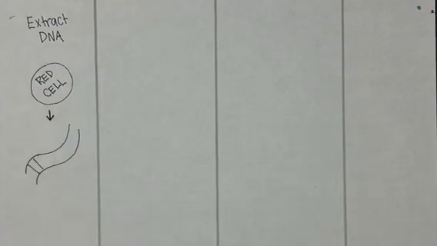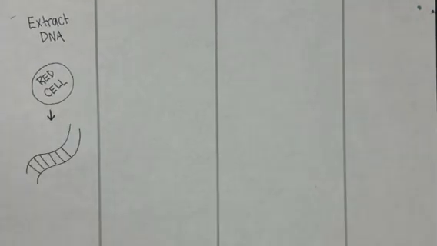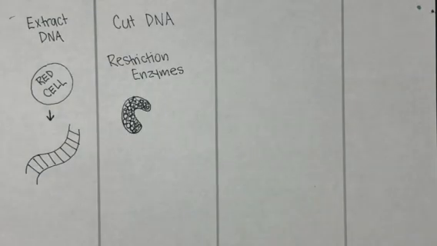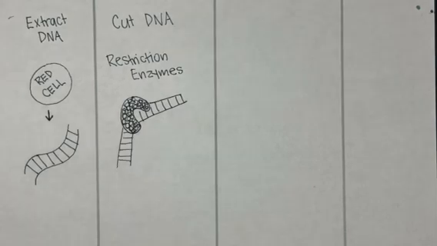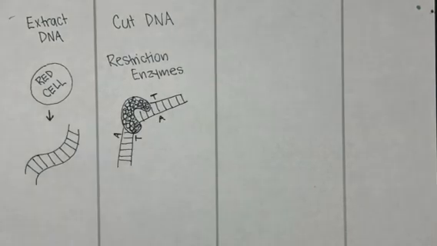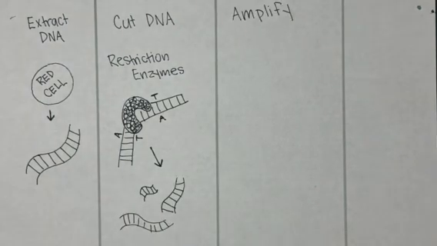What is gel electrophoresis? It is a process where DNA is separated based on length to be analyzed in a gel-like substance. The first step is to extract DNA from a cell. The second step is to cut DNA. In order to cut DNA, you need to use a restriction enzyme that cuts the DNA into different lengths based on what it's programmed to be cut at.